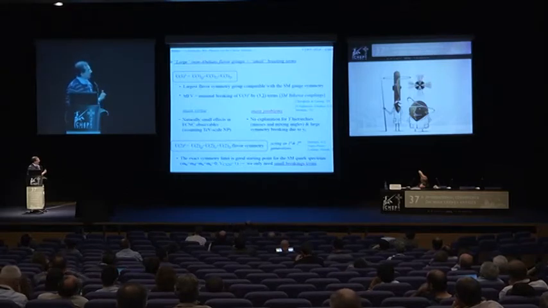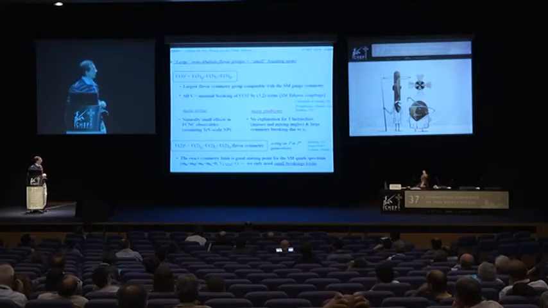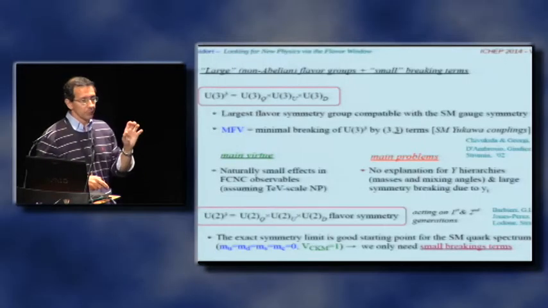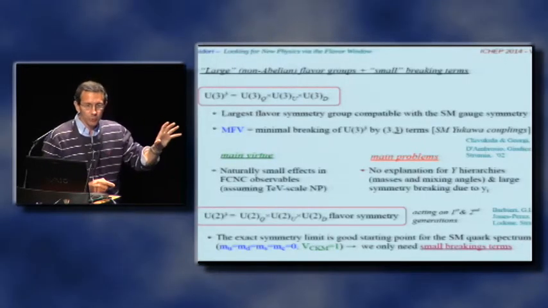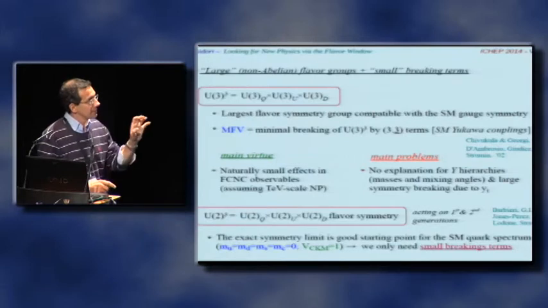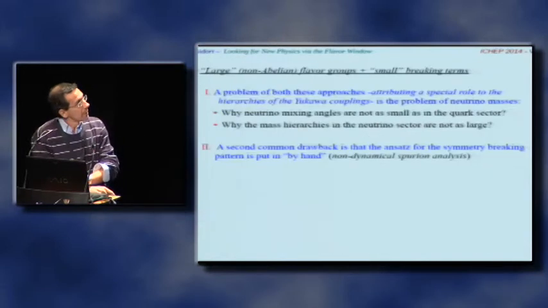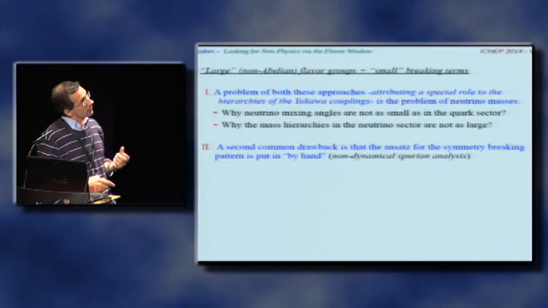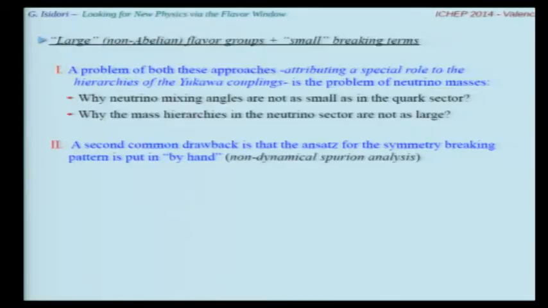There have been other attempts in this direction, for instance, to use different symmetries, still relatively large, like U(2) cubed that I mentioned in the case of supersymmetry, which is better because, for instance, in the case of U(2) cubed, you explain why the top has mass while the others do not. But again, this is put in by hand. So the problem of this approach, especially of the approach attributing a special role to the hierarchy of the Yukawa couplings, first of all, there is a problem with the neutrinos, because as you know, in the neutrinos, we don't observe any big hierarchy.